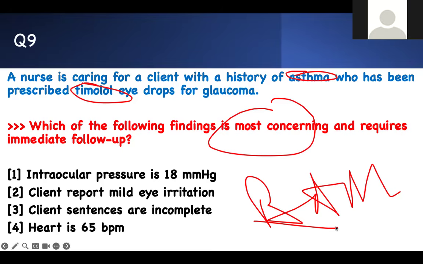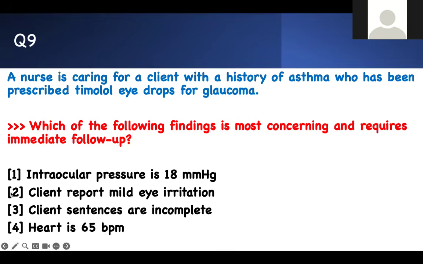Intraocular pressure is 18, it's less than 20. That's good. The medication is doing its job for glaucoma. Client reports mild eye irritation. That's a side effect of the medication. Client's sentences are incomplete. He can't hold his breath. If you can't speak in full sentences, it means shortness of breath. If you see that statement in a question on the NCLEX or nursing school, please pick it. That's a respiratory failure issue. Heart rate of 65, because it's dropping your heart rate, but it's still not bradycardia. Therefore, which one is most important? Number 3 is good. That's what we have to pick.